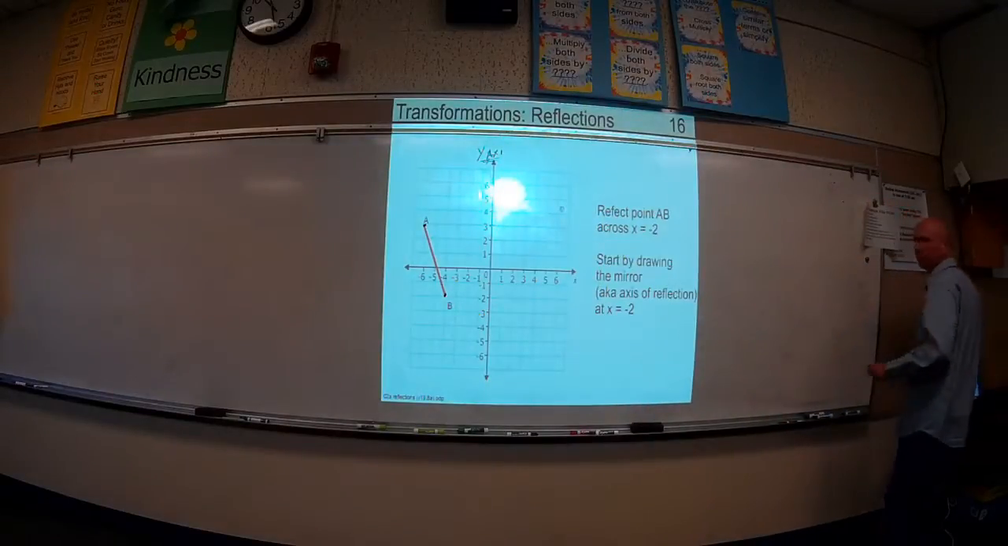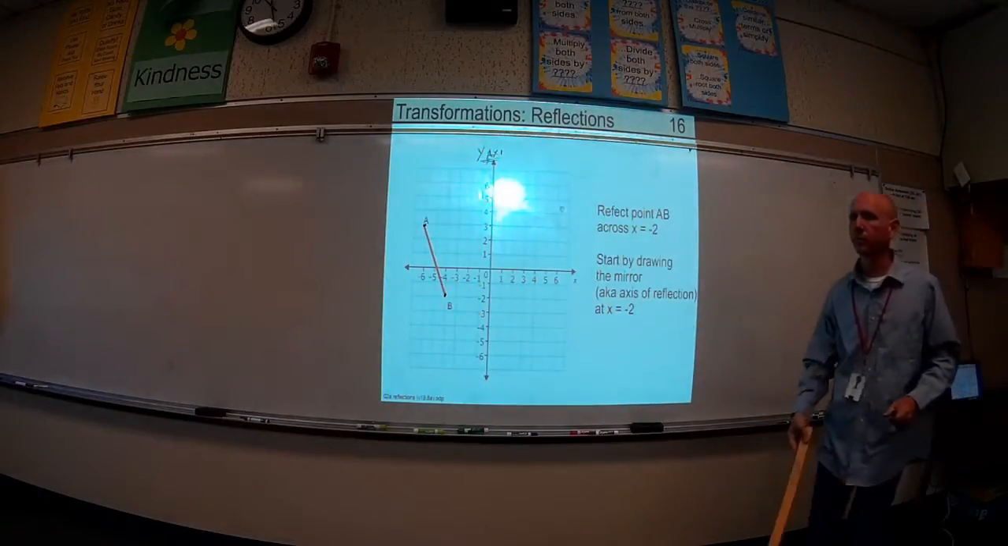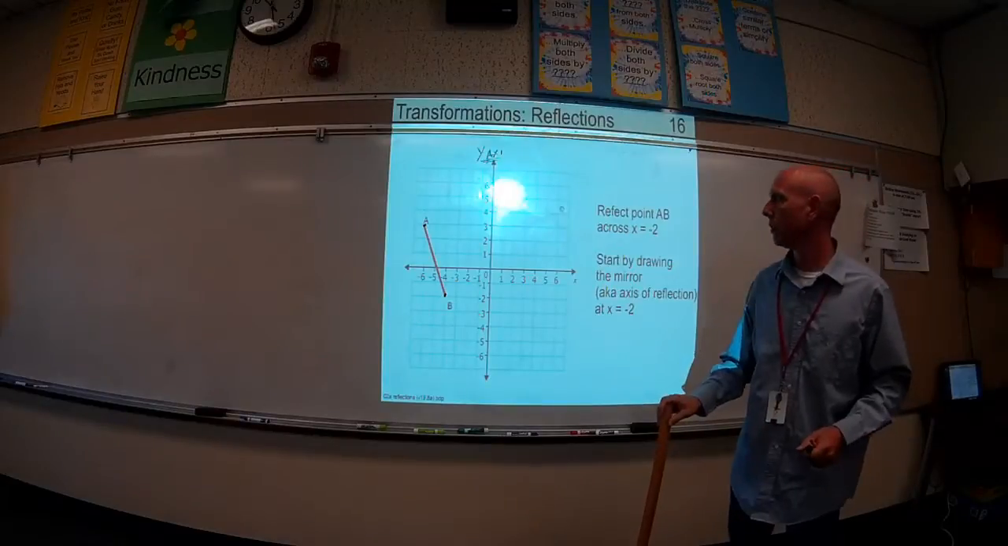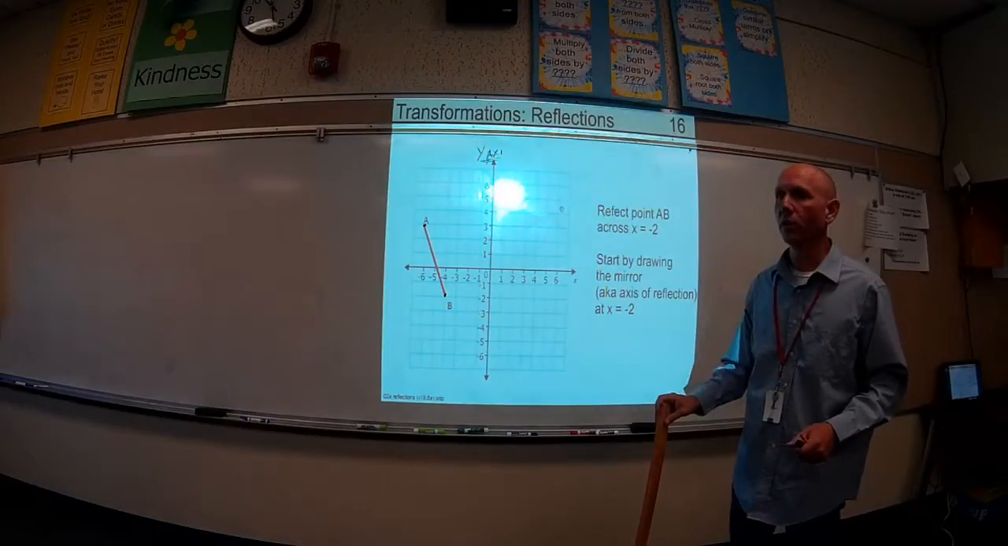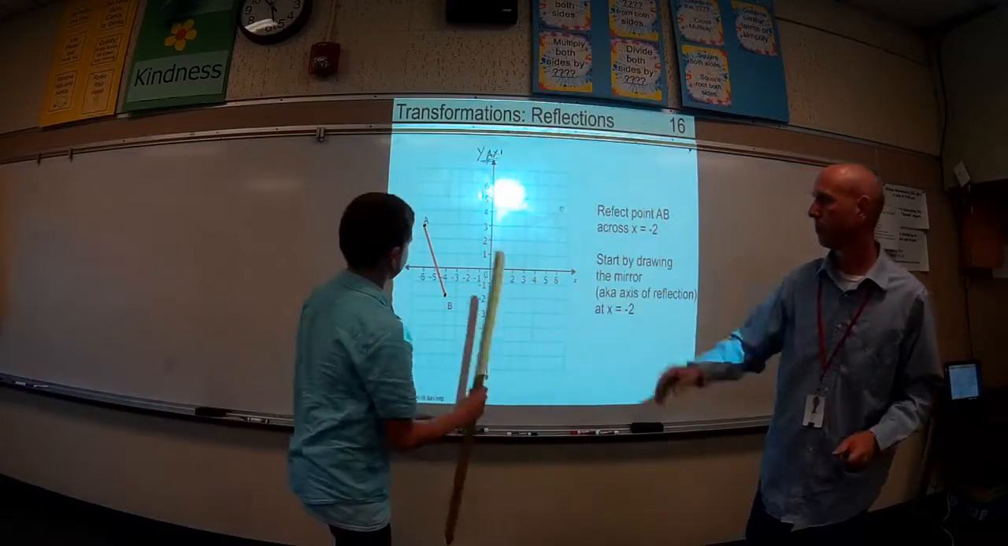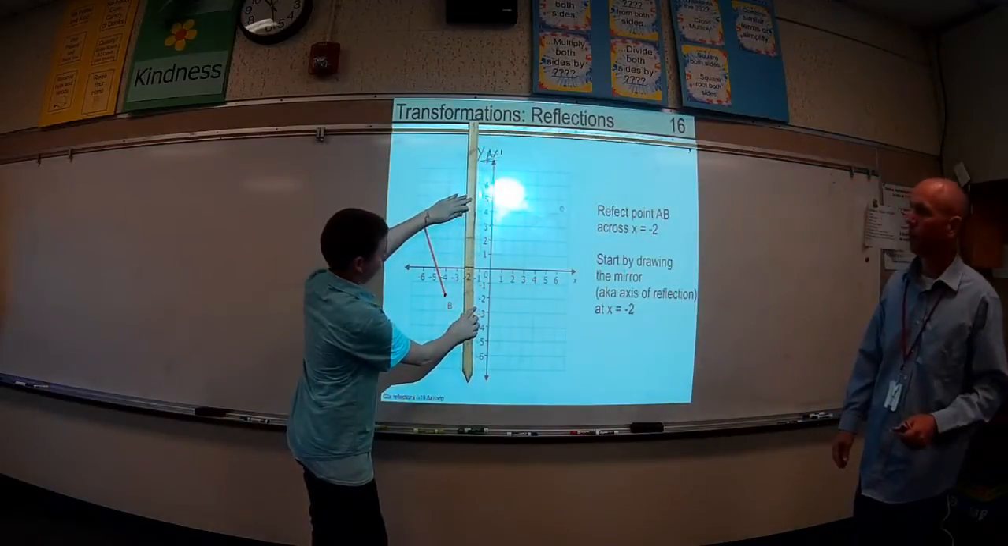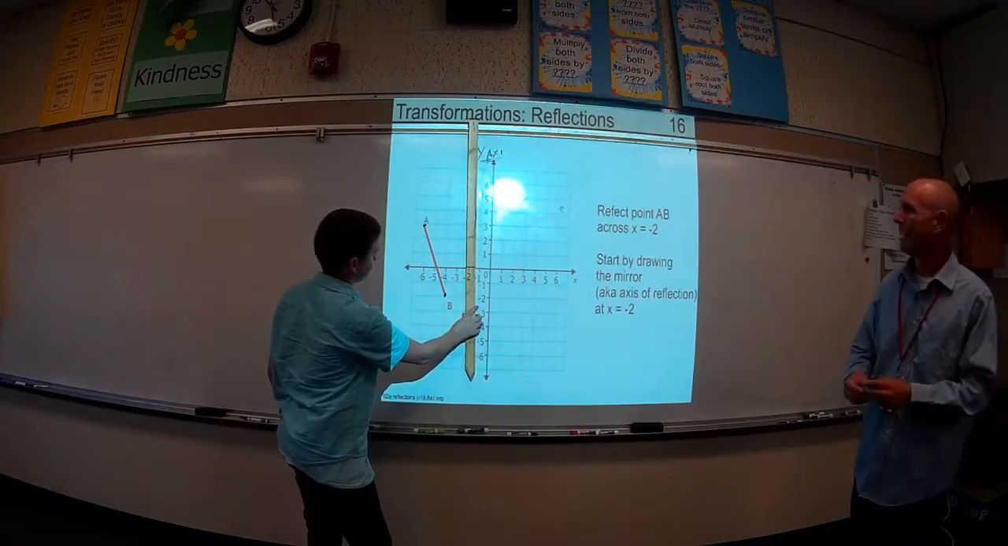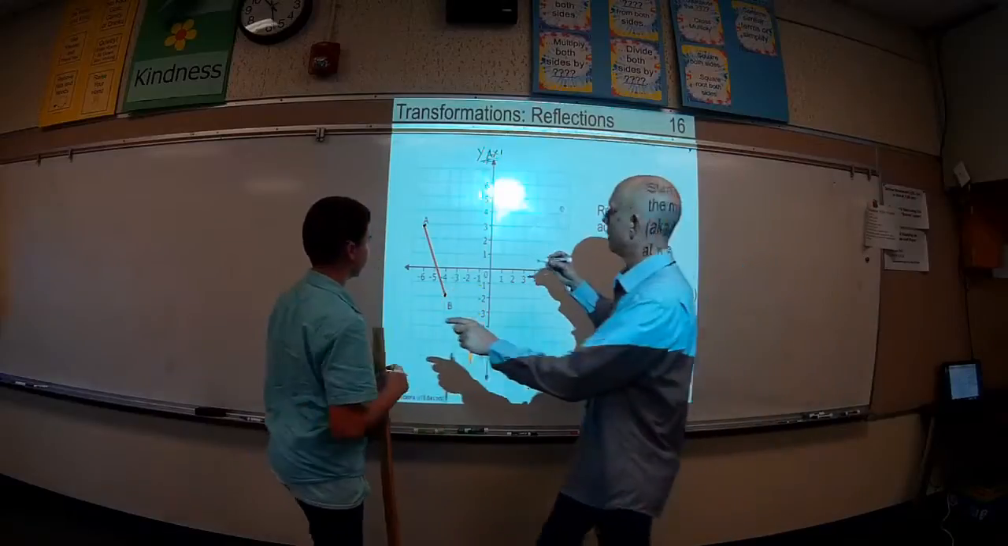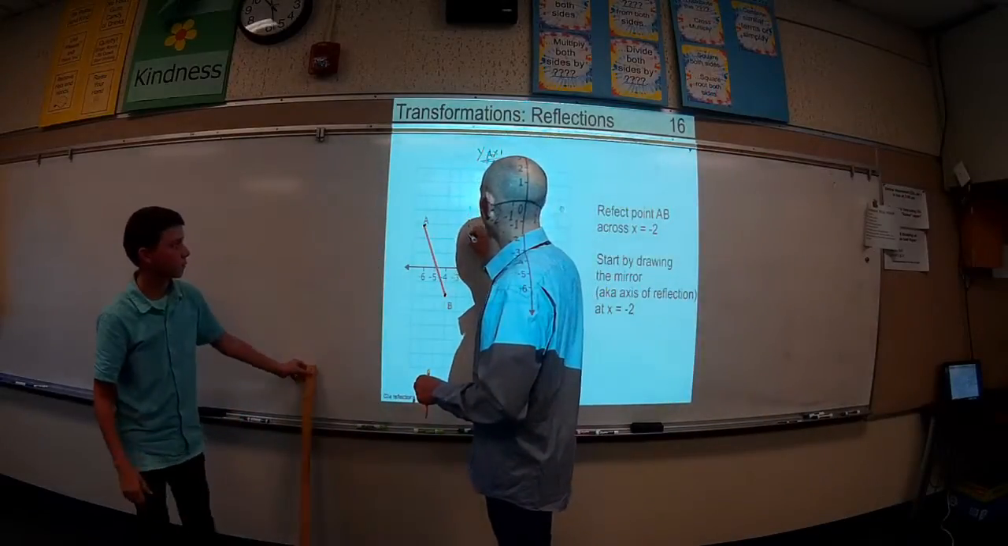Who can show the mirror? You've got it, come on. Here comes Nathaniel, showing us the mirror. Yep, there's the mirror. The mirror is at x equals -2. So we're going to put the mirror in there with a dashed line. Thank you.